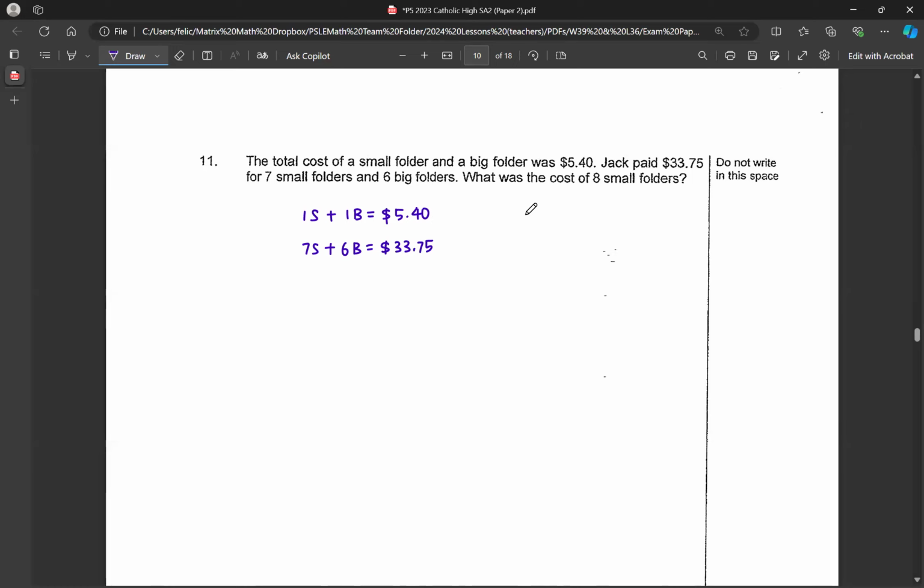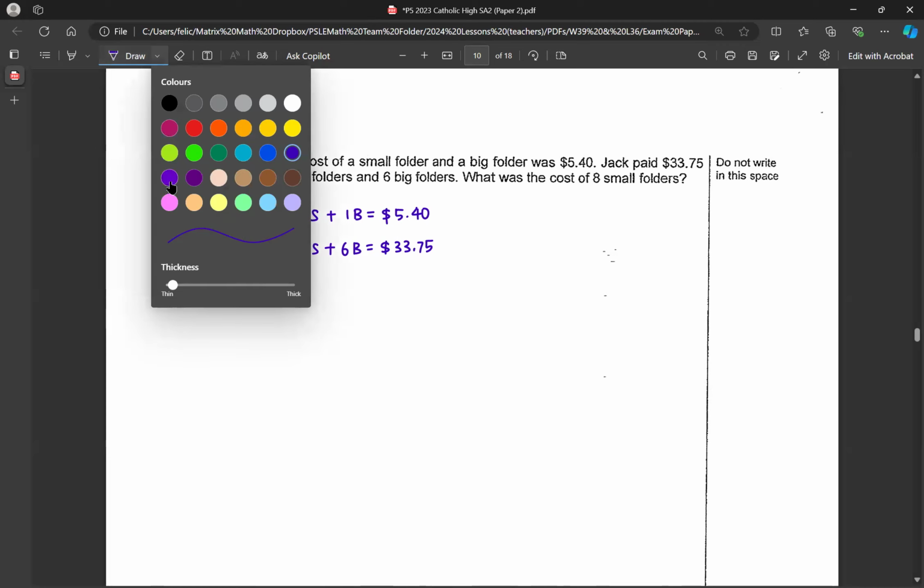Now they ask what was the cost of 8 small folders. Since we are interested in small folders, what we can do is make the number of big folders the same. Since we have 1 big folder here and 6 big folders here, I'm going to convert this to 6. When I make the big folders the same, I can later easily get the small. If you choose to make the small the same, you can also, just that you will have more steps to reroute back to getting the cost of small folders, because when you make small the same, you will end up getting the cost of big instead. So that's the logic here.